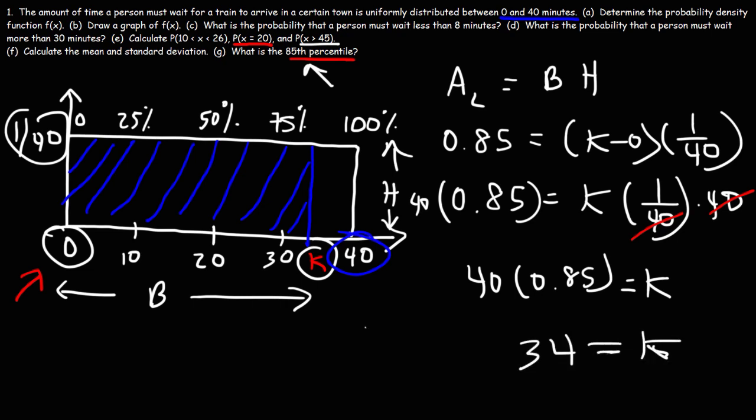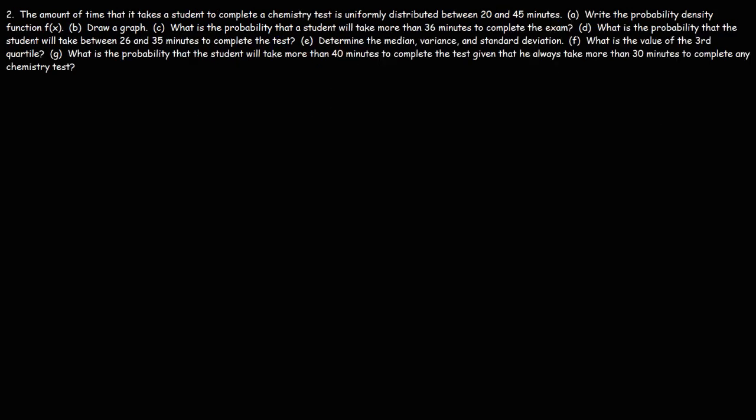Now, is this answer reasonable? Does it make sense? 34 is between 30 and 40, so that's a reasonable answer. So that's how you can calculate the value of a percentile given a uniform distribution problem. Now, for the sake of practice, let's try another example. You could work on it if you want to. Go ahead and pause the video and give it a shot.